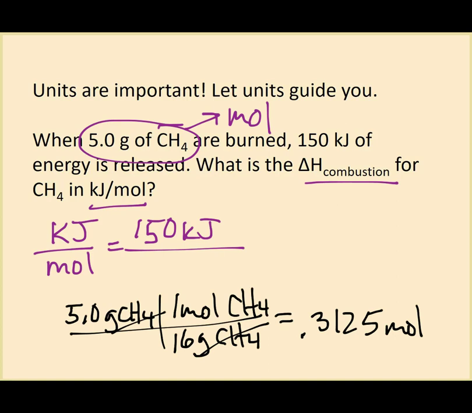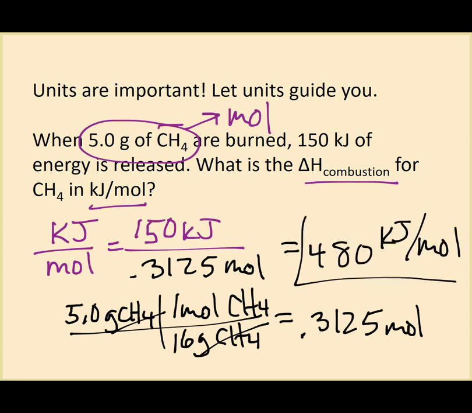Using a periodic table, I see there's 16 grams per mole of methane. And so when I divide 5 by 16, I get 0.3125. So kilojoules on top, moles on the bottom. I just have to divide it out, and I get 480 kilojoules per mole. Let's just double check that we have sig figs. We start with 2 sig figs, and our answer has 2 sig figs, so we're good there.